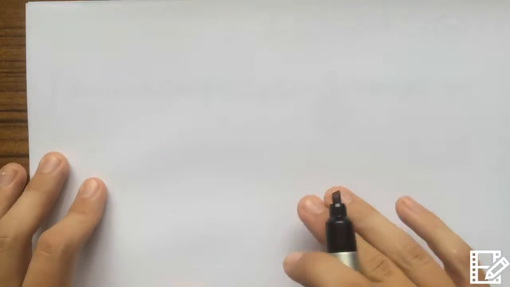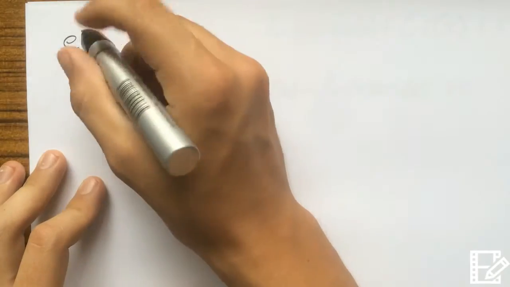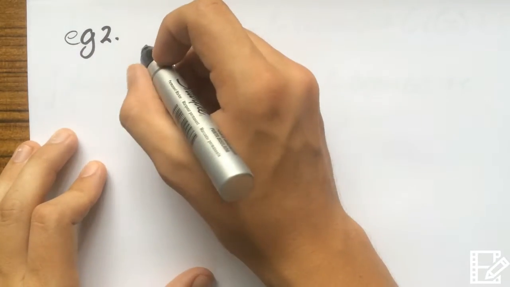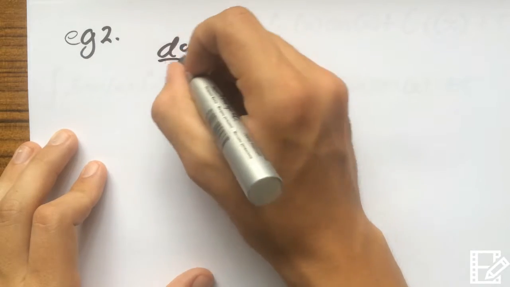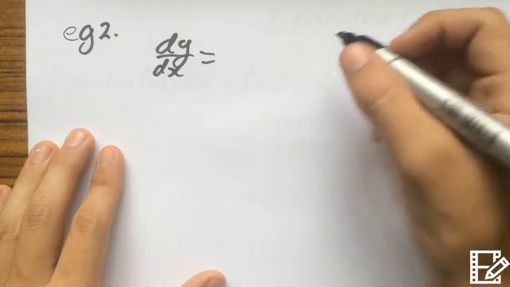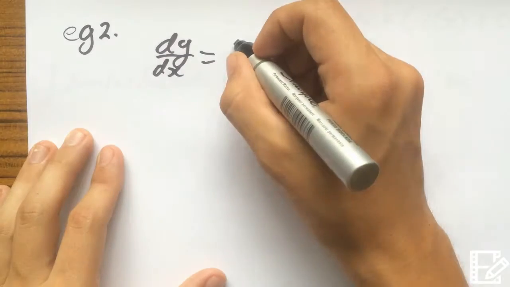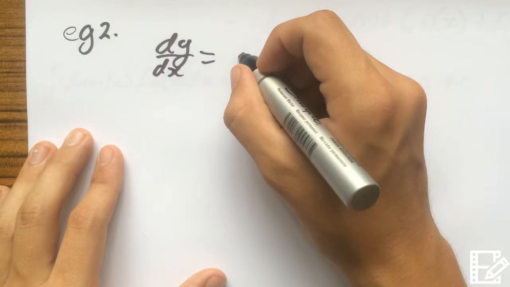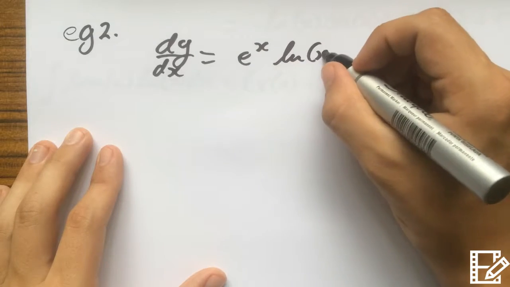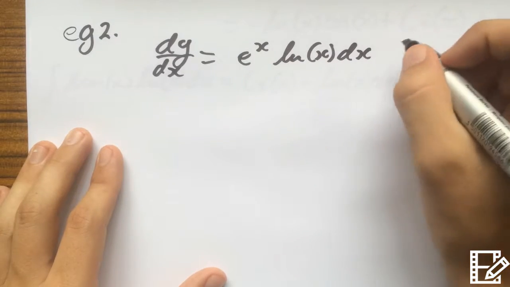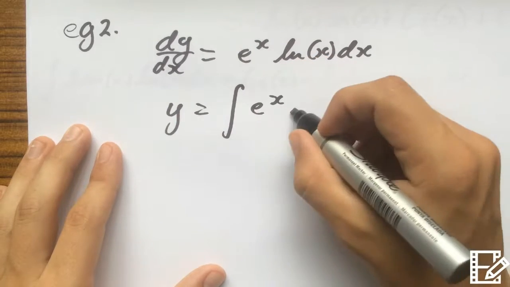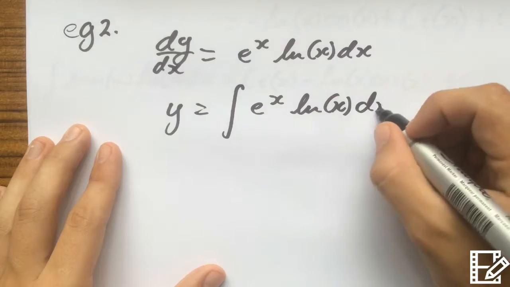Now I'm going to do another example. Example 2. And it's going to be, let's start off with the first derivative because I like doing that when I'm using Leibniz's notation. And that will be e to the power of x multiplied by ln of x dx. Okay, so we're going to find the integral of either side, and we should get something that looks a lot like this.